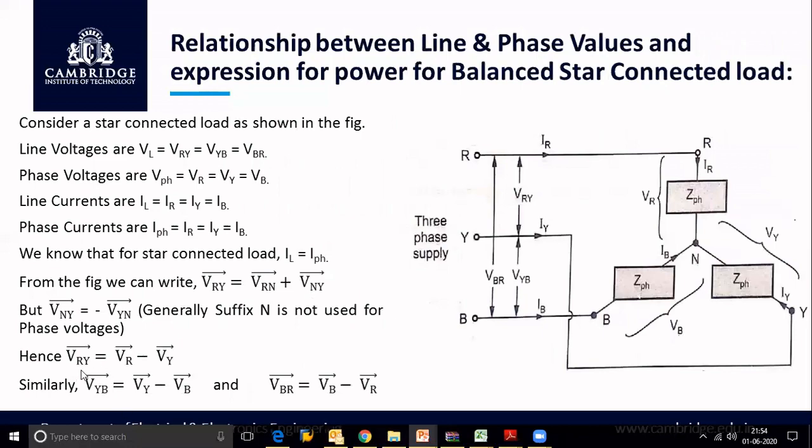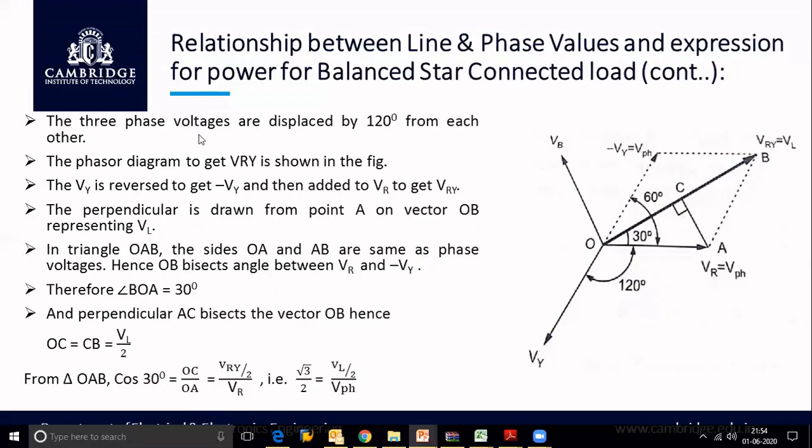In the previous expression, let us consider the first expression, that is VRY is equal to VR minus VY. That means VRY is a phasor sum of VR plus minus VY. That means the phasor sum of the VR vector plus the negative VY vector. How do we get this negative vector? Where is this VR? VR is already taken as positive and it is a positive vector.